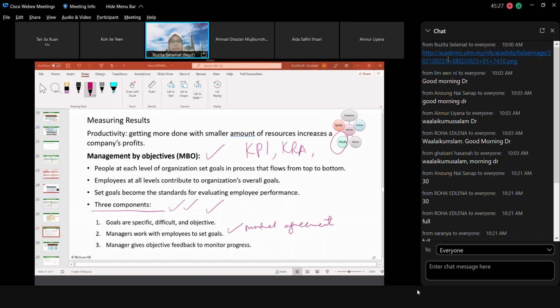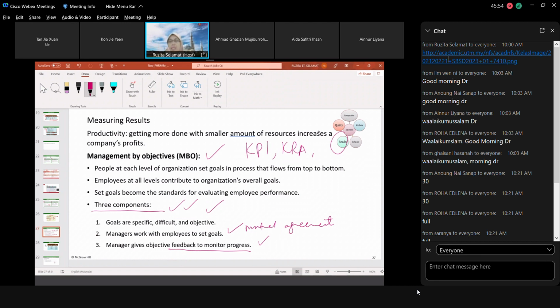Okay, and the third one, manager gives feedback to monitor progress. Jangan dah bagi goal, dah bagi objektif, dah bagi target, then you let the employees buat je ikut suka hati mereka sampailah towards the end, masa untuk mereka dinilai. There must be some checking on the progress of the employees, just to make sure they are on the right path.